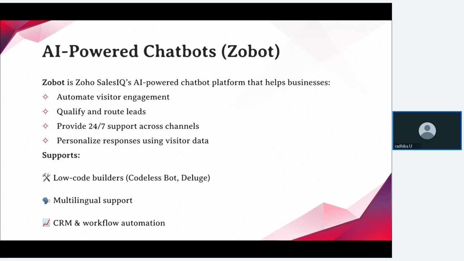So the most important feature is AI powered chatbots. This chatbot helps us to automate visitor engagement, qualify and route leads, provide 24/7 support, and personalize responses using visitor data. For example, when the visitor comes in, based on their visiting and their activities, we can provide a customized flow for them.